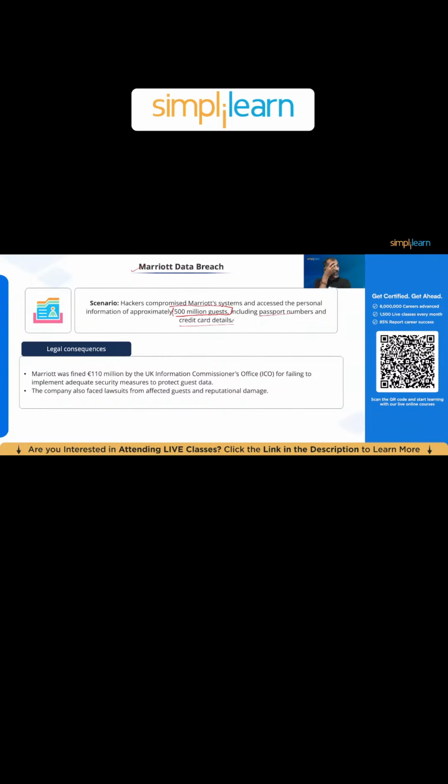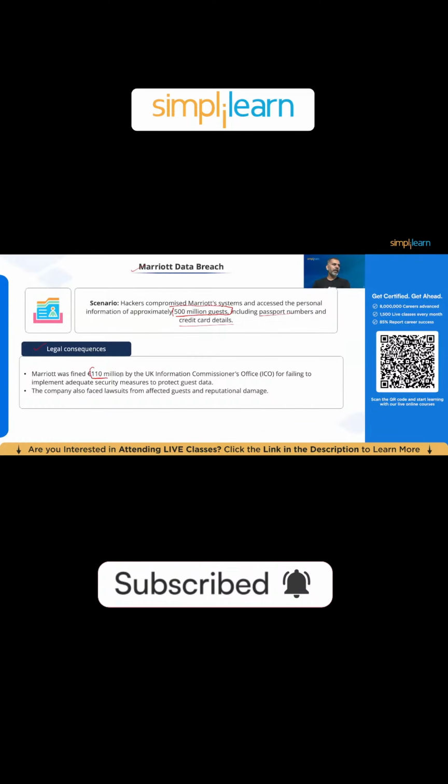That happened, and with respect to that, there were again some legal consequences faced by Marriott. Marriott was fined around 110 million euros. This was imposed by the UK Information Commissioner's Office, ICO, for failing to implement adequate security measures to protect guest data. Basically, the private data breach was there. The company also faced a lawsuit from affected guests, and reputational damage was there.